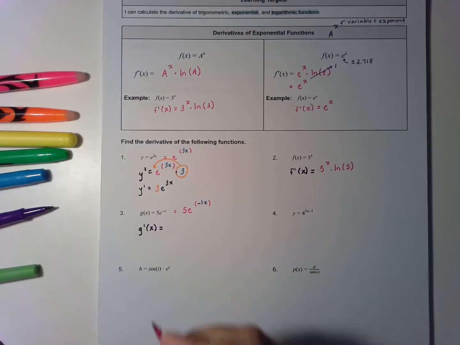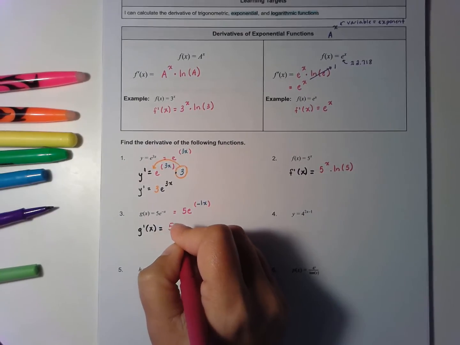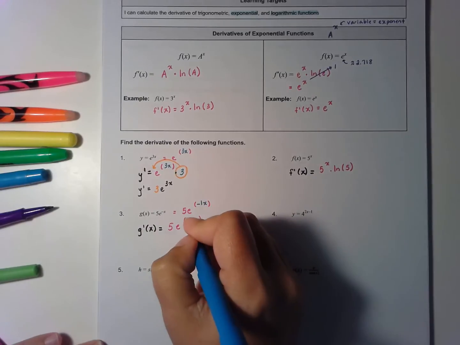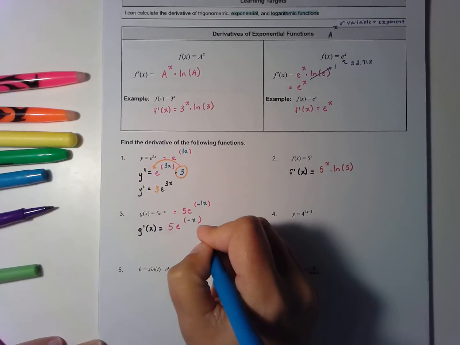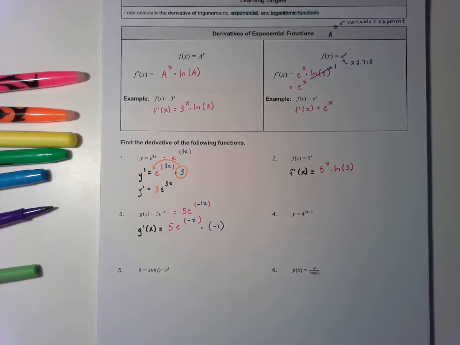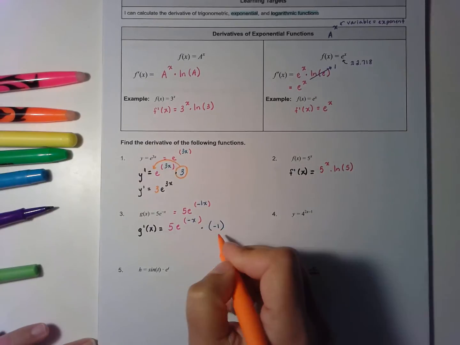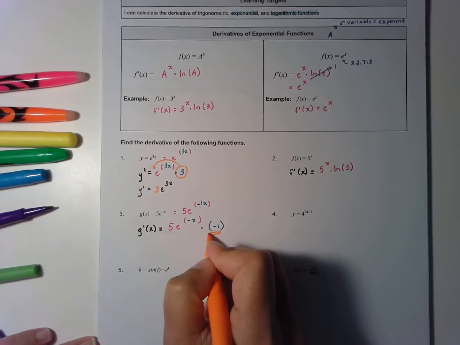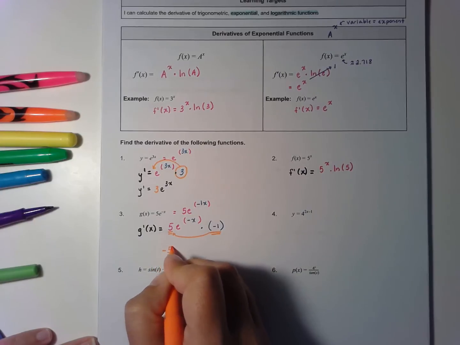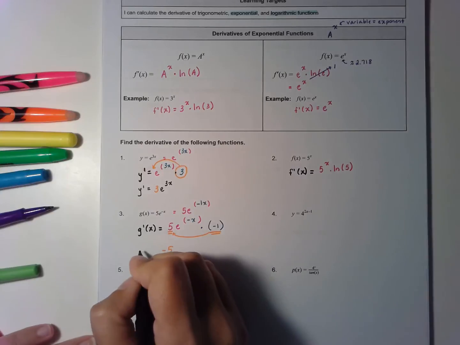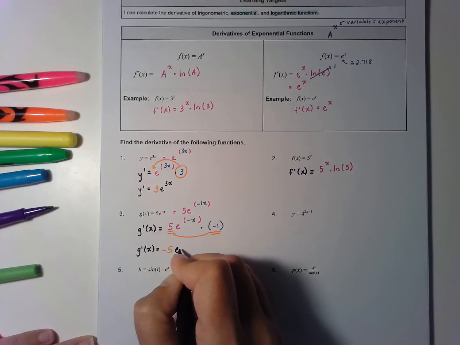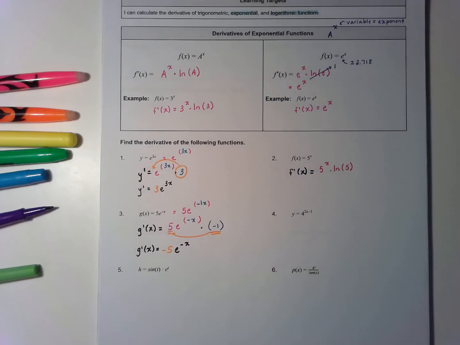of 5e to the something is just going to be 5e to the something because the derivative of e is just itself. And we're going to leave the inside alone. So negative x times the derivative of the inside, which is -1. That's the chain. Again, we're going to simplify this. So what you're normally going to see is that the -1 gets multiplied by the 5, which means typically the way you'll see this final answer written is that g prime of x is equal to -5e to the -x.